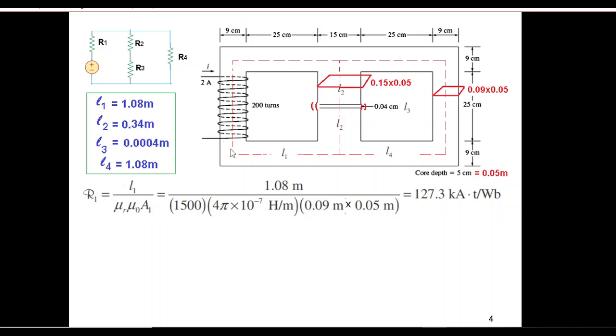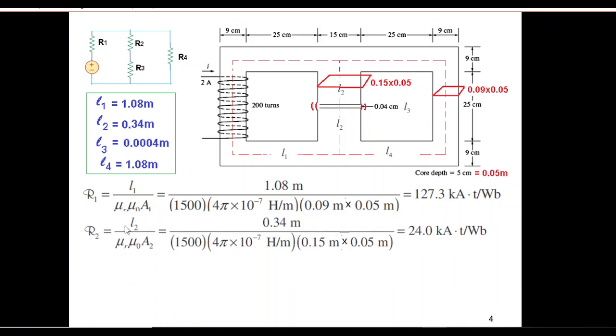R1, we are using this part. We'll use L1, which we have calculated, 1.08. Mu R, the permeability, is given as 1500. Mu naught is the permeability of the air. This is fixed, 4 pi into 10 raised to the power minus 7, and it's Henry per meter. And then the area A1, same area as this one, 0.09 multiplied by 0.05. If you solve it using your calculator, you get the answer 127.3 kilo ampere turns per Weber. Remember this kilo is 10 to the power 3. So R1 we have calculated.